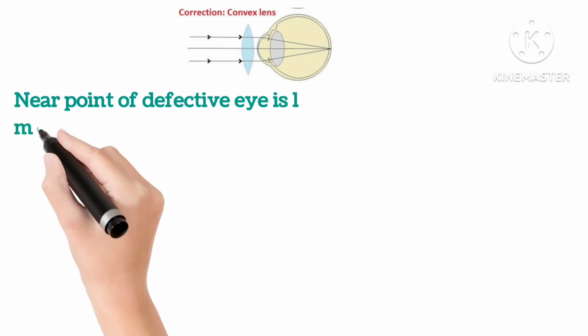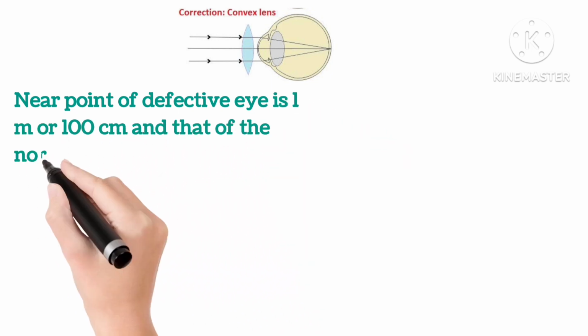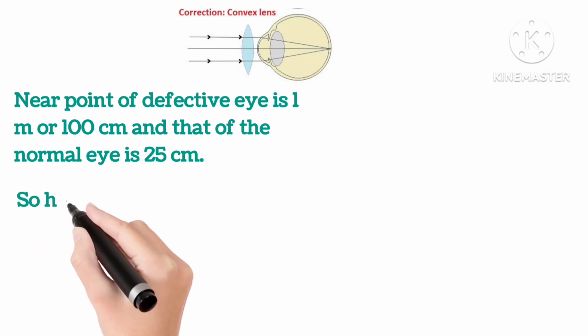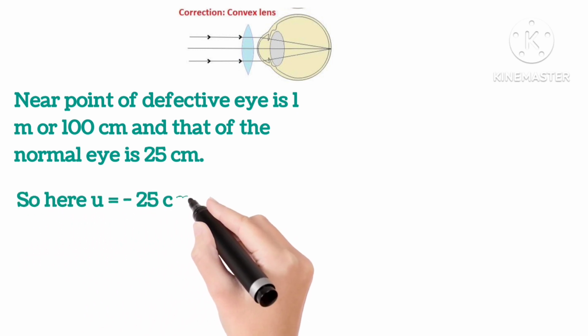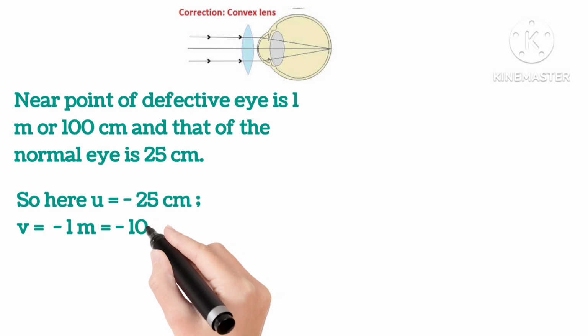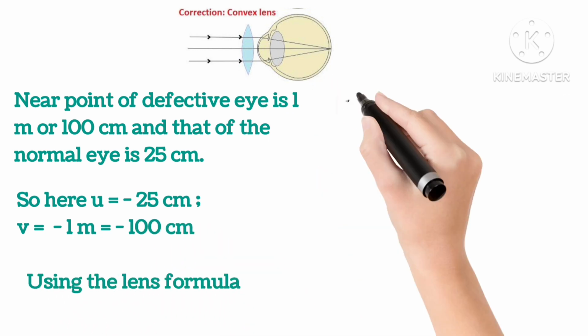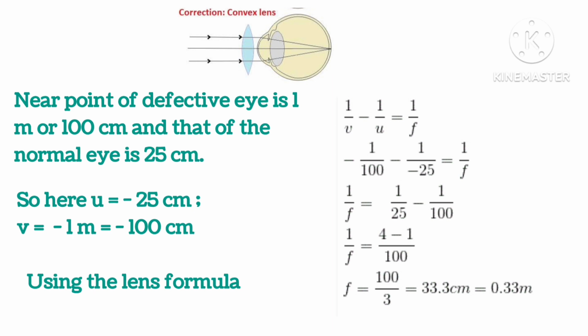Near point of the defective eye is 1 meter or 100 centimeters, and that of the normal eye is 25 centimeters. So here object distance is minus 25 centimeters and image distance is minus 100 centimeters. Using the lens formula and putting the values here, we get the focal length 33.3 centimeters or 0.33 meters.